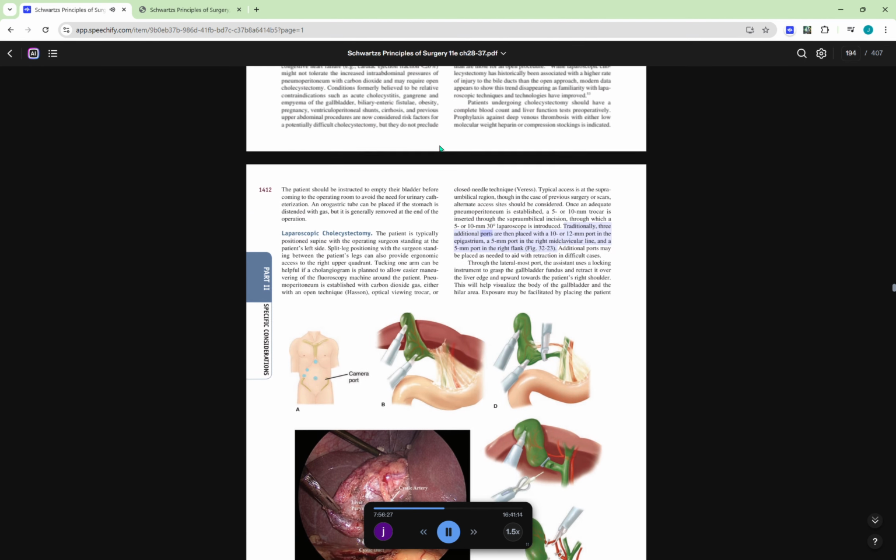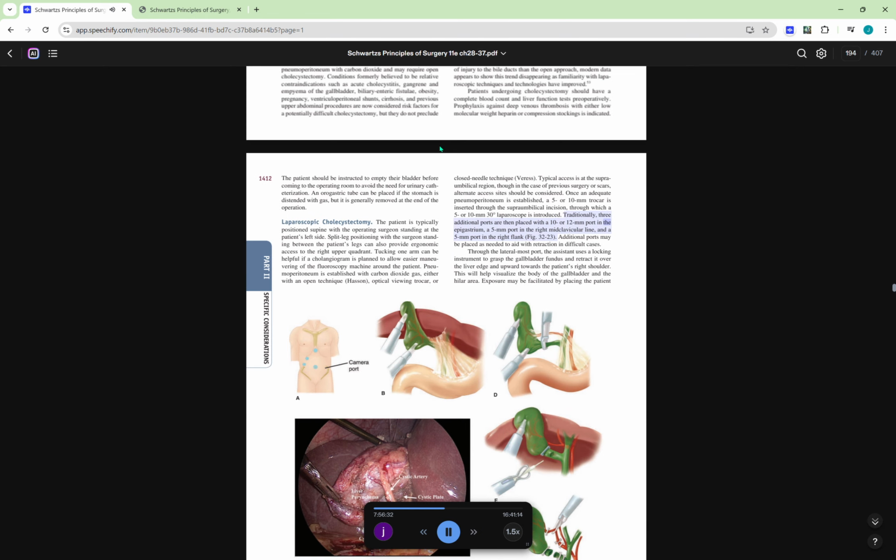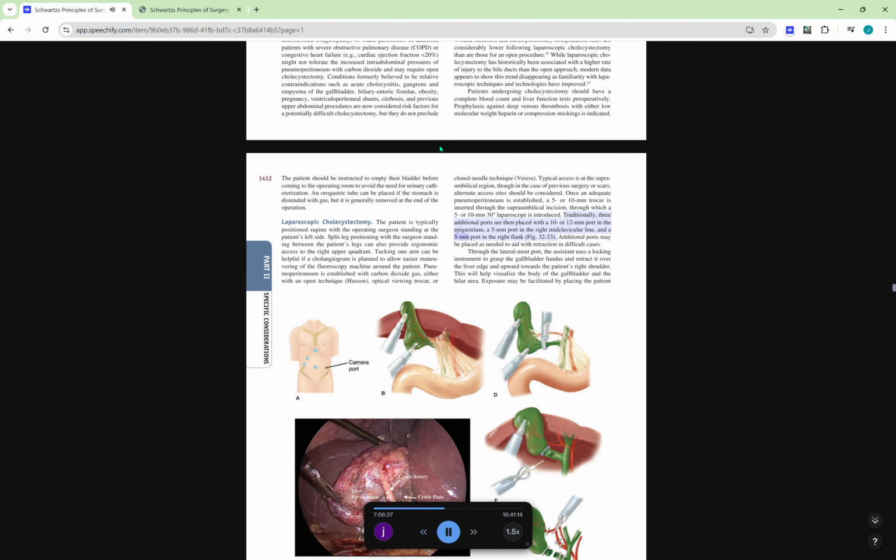Traditionally, 3 additional ports are then placed with a 10 or 12 mm port in the epigastrium, a 5 mm port in the right mid-clavicular line, and a 5 mm port in the right flank. Additional ports may be placed as needed to aid with retraction in difficult cases through the lateral most port.